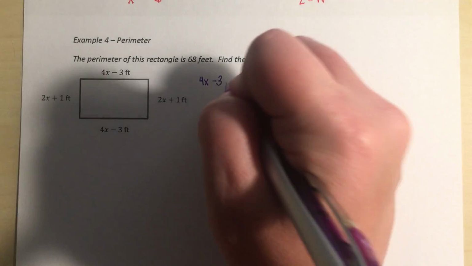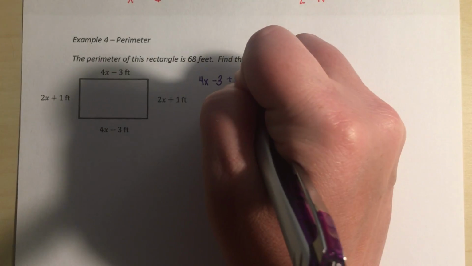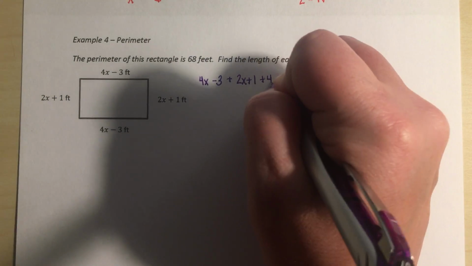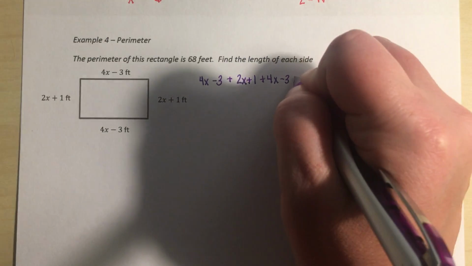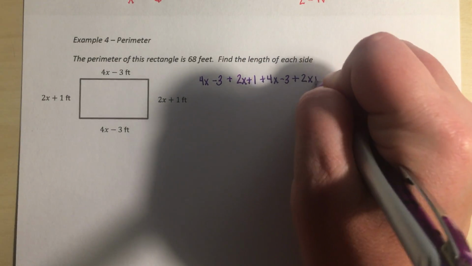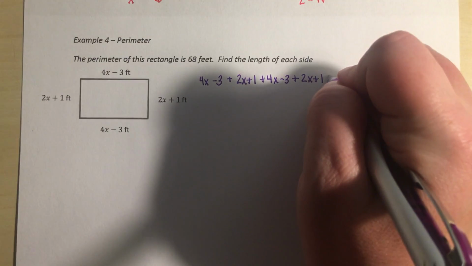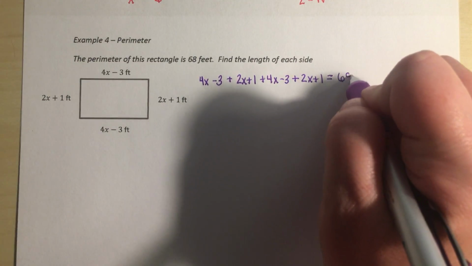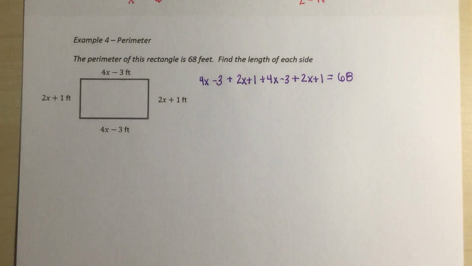Our top is 4x minus 3. Our right side is 2x plus 1. The bottom side is another 4x minus 3. And the other side is another 2x plus 1. And we're going to set that equal to the perimeter that we're given in the problem, which is 68 feet.